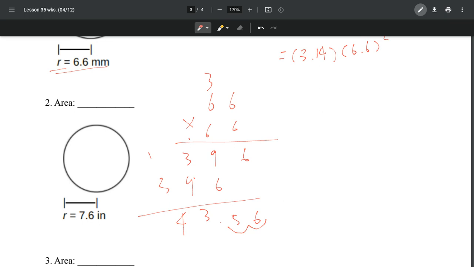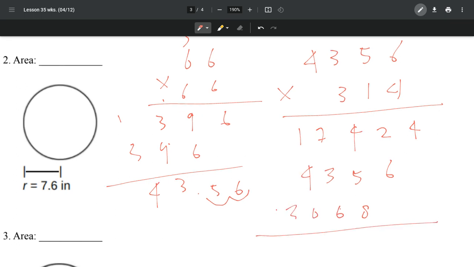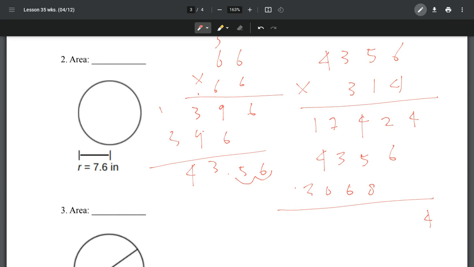Now we have to multiply 43.56 by 3.14. Again, we're going to make it a whole number times 314. Okay. And then we get 4, 1, 3, 4. Okay, so now we have to add them all up.